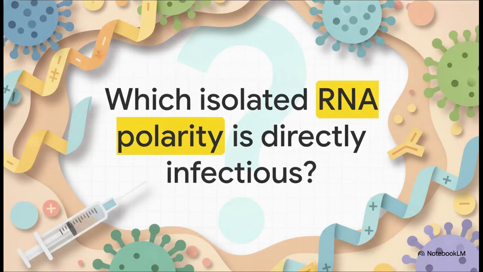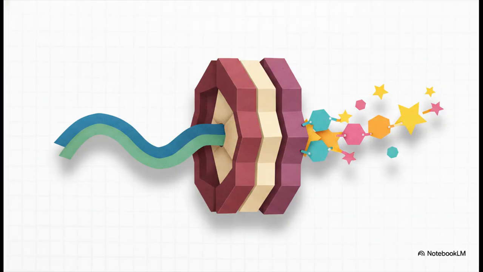Question 2. If you artificially extract viral nucleic acid and inject it into a permissive host cell, which RNA genome polarity is directly infectious as isolated nucleic acid, and why? The answer is positive sense single-stranded RNA. The rationale is direct translation. It shares the exact polarity of human mRNA, which eliminates the need for prepackaged polymerases. The host cell ribosomes immediately initiate protein synthesis upon entry.